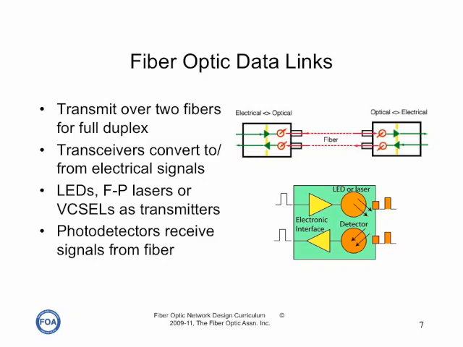The designer should understand how fiber optic data links work. With the exception of fiber to the home, which only uses one fiber, most fiber optic data links transmit over two fibers, one in each direction for full duplex transmission. The transceivers are used to convert optical to electrical signals and vice versa. They use lasers or LEDs as transmitters and photodetectors to convert optical signals back to electrical signals in the receiver.